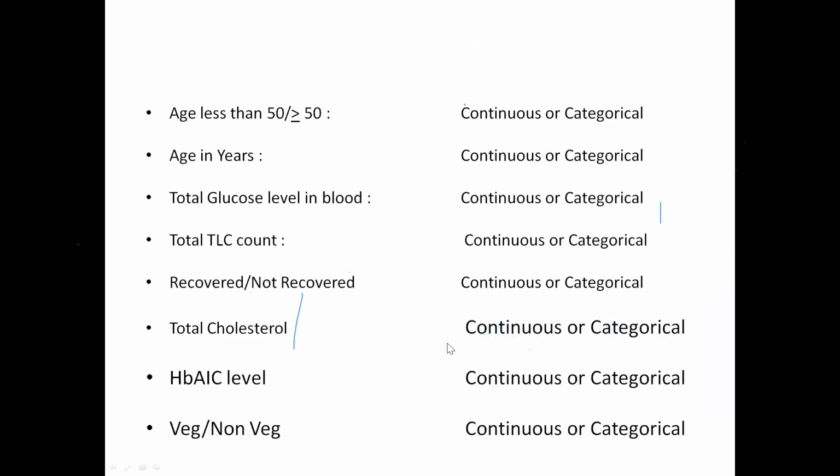So now I have a question from the participants. Just let me answer very quickly. Age less than 50 and more than 50, is it categorical data or continuous data? Categorical.